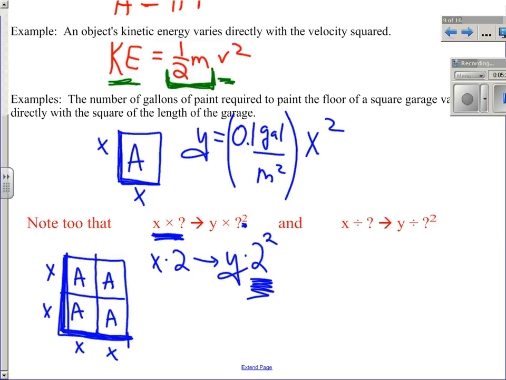Okay? Because X counts twice, because it's a two-dimensional floor. The floor of the garage has two dimensions, and because of that, it affects the area sort of twice, once for each dimension. So if you change your X a little bit, it creates a big change in your Y. All right, so that is the direct square law.